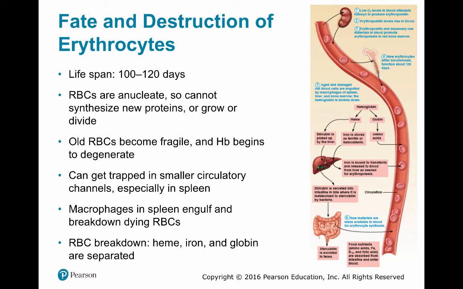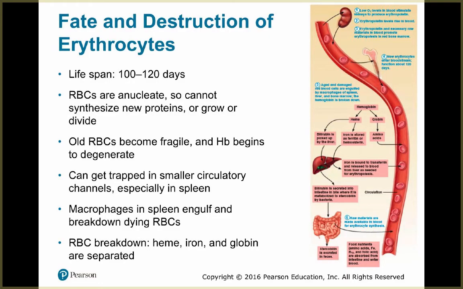If they're dying and starting to break down, in the spleen, macrophages can actually engulf them and get rid of them. And what they're going to do is they're going to separate within the red blood cells the heme, the iron, and the globin. So let's talk about how this actually works. So if you see here, this little picture is going through the overall sequence altogether.